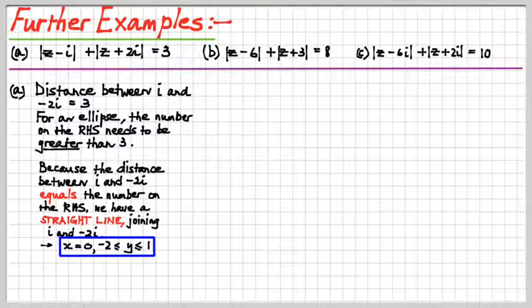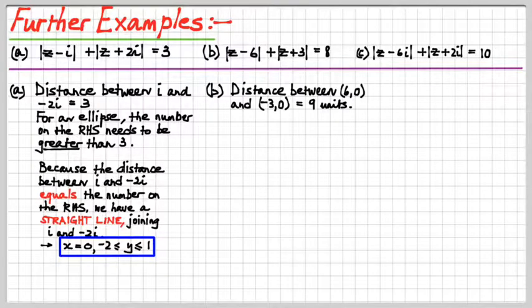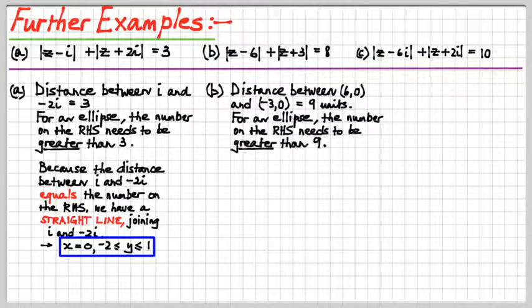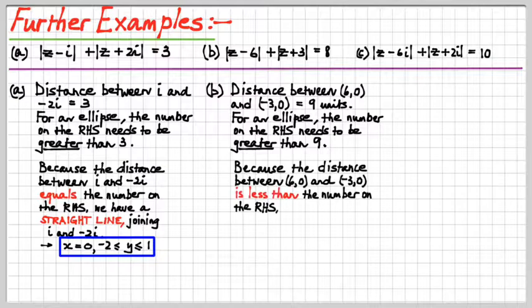Good. Let's do the next one. This one here. Now the distance between 6 and negative 3 is 9 units. And look at the number on the right-hand side. Oh, gasp. It's less than 9 units, right? Therefore, what have we got? No solution. No solution whatsoever. There's no locus in the universe that I know of that'll fit that, at least not on planet Earth anyway.